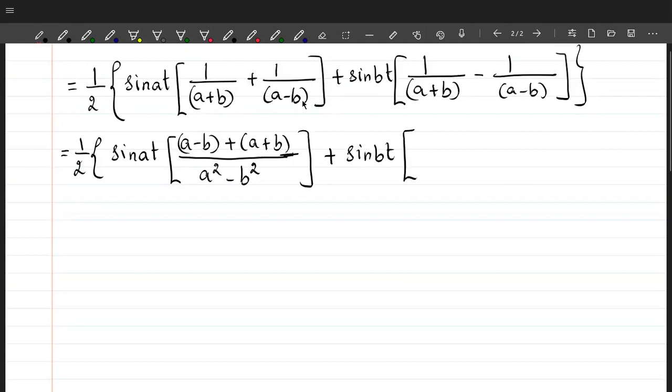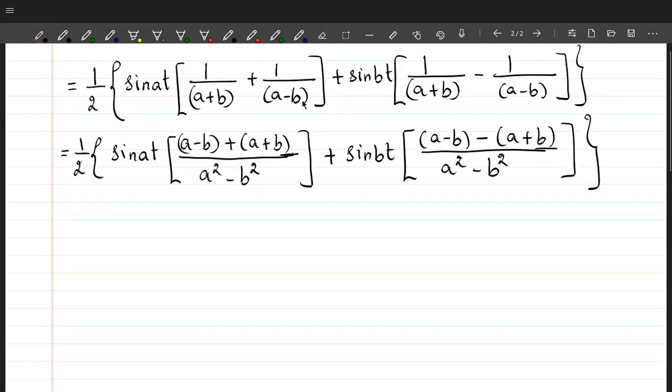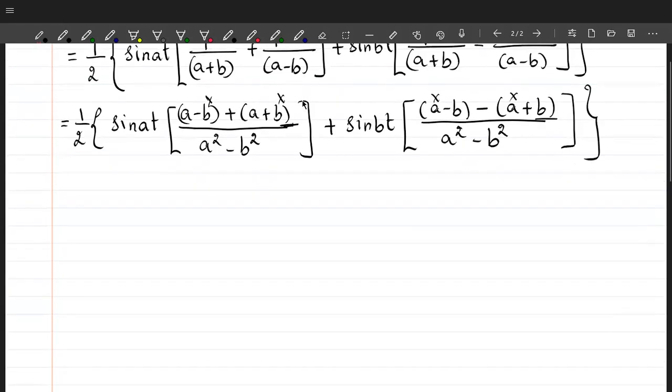Again for these two terms the common denominator is a square minus b square, and in the numerator you get a minus b minus a plus b. Close the bracket. Then let's see what we get here. A and a, so they will be added. Minus b gets cancelled with plus b. Here a and a will be cancelled. You have minus b and minus b, so that makes it minus 2b.